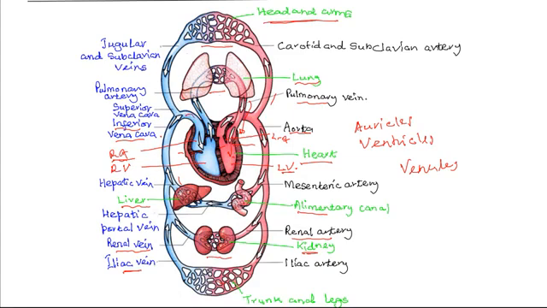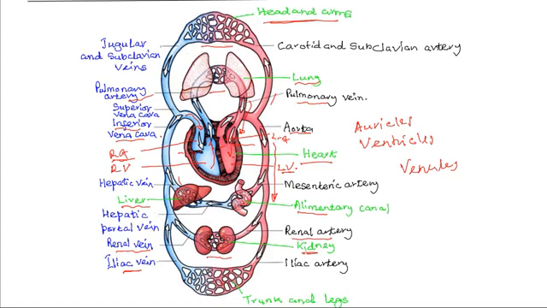From the right atrium, the blood is pumped into the right ventricle, which then pumps blood out through the pulmonary artery to the lungs for oxygenation. So you can see that if you start from the left auricle, the blood will be pumped out through the general circulation, also known as the systemic circulation, and back to the heart.